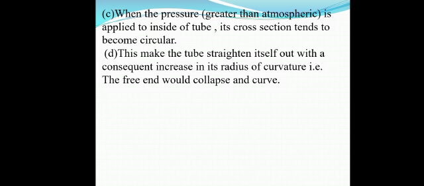C point, when a pressure greater than atmospheric is applied to the inside of the tube, its cross section tends to become circular. D point, this makes the tube straighten itself out with a consequent increase in its radius of curvature. The free end would collapse and curve.